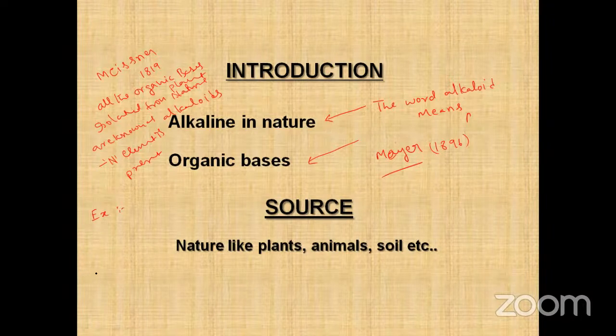Nicotine. This is the nicotine structure. This is a pyridine derivative. This is having the nitrogen. You find that pyrrole is substituted at the third position of pyridine. That is N-methyl pyrrole. This is called nicotine.